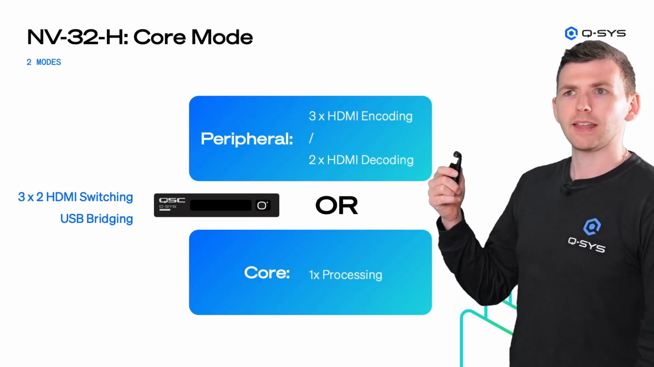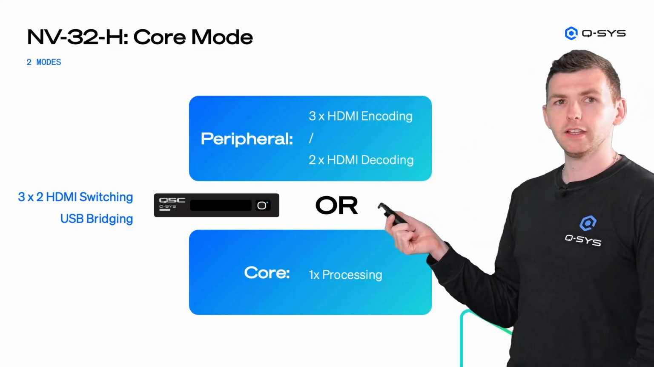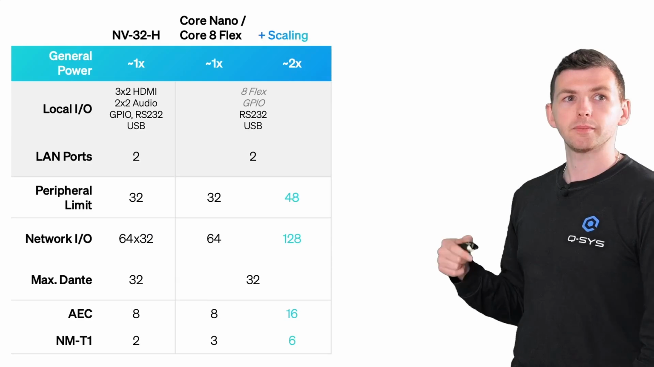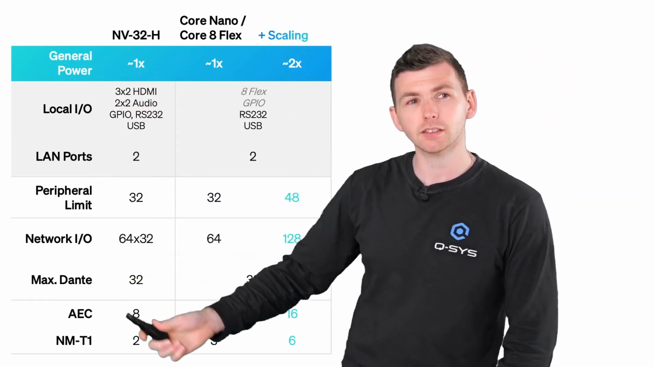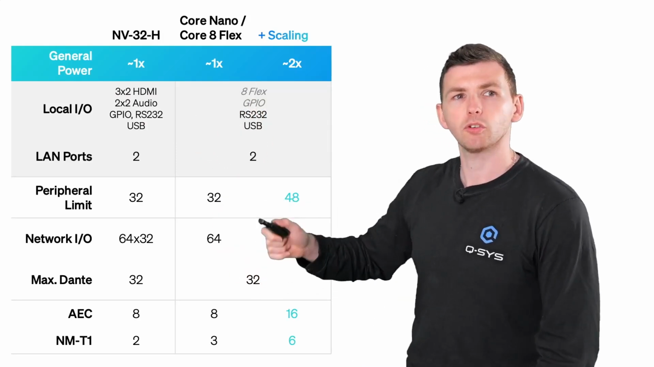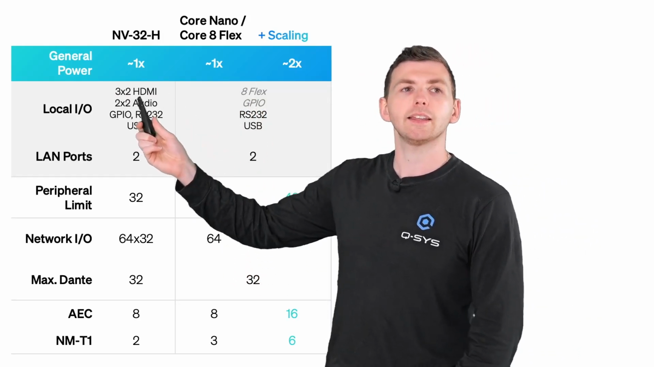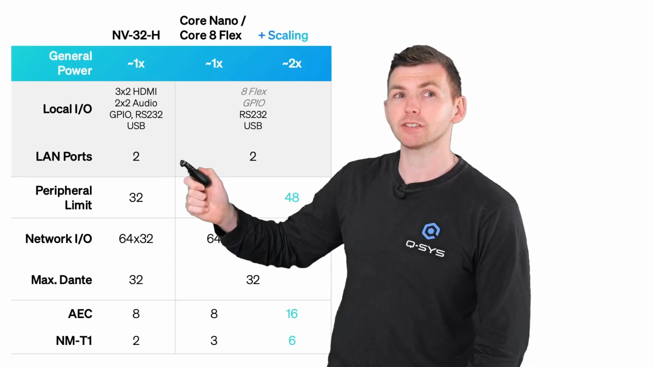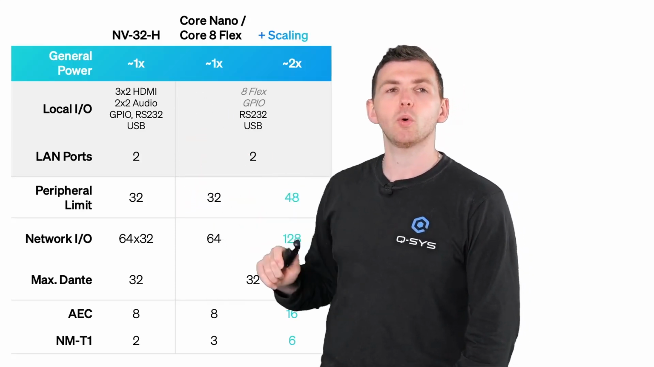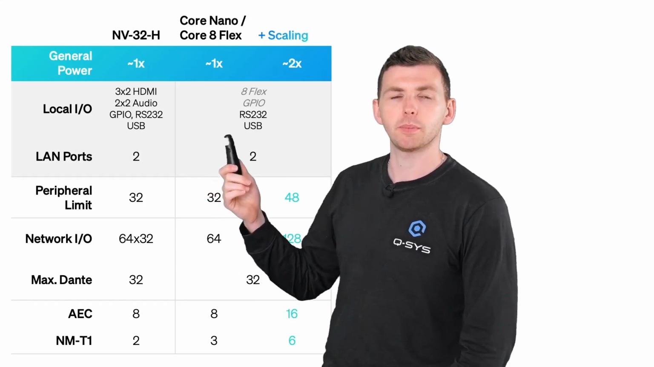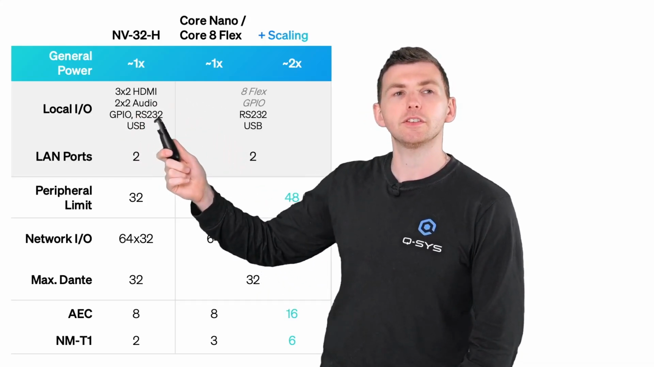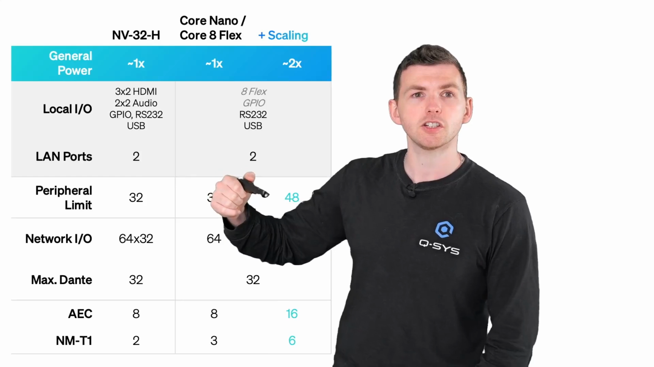So let's now say, all right, we've got this new core, NV in core mode. How does that compare? Well, it's like this. So I've put the NV over here because it's slightly less powerful, but not really by much. And here we've got, of course, a lot of interesting I/O. So whereas the Core Nano has limited I/O, which is part of the appeal for some systems, with the NV32 we've got, of course, 5 HDMI connections.